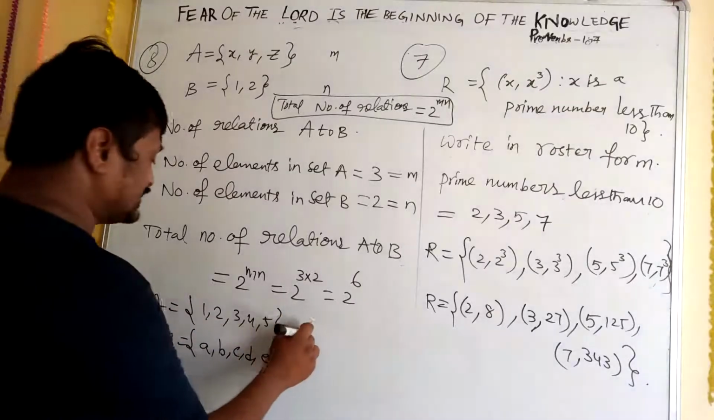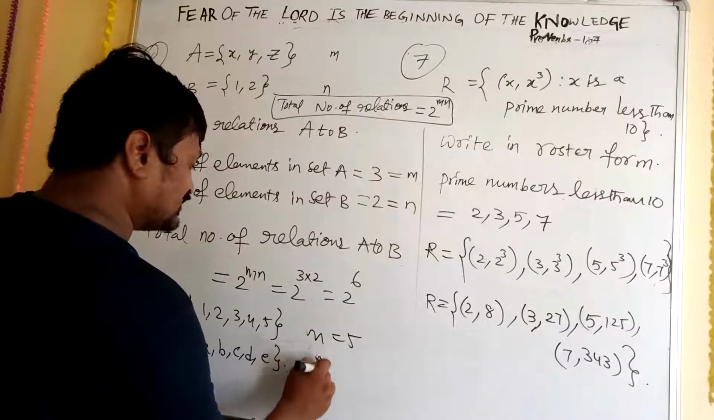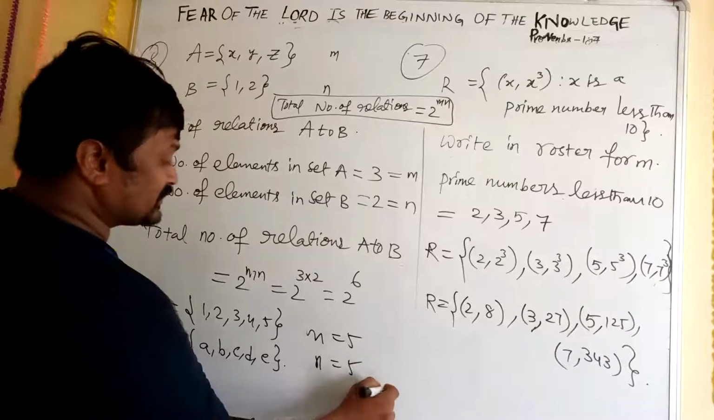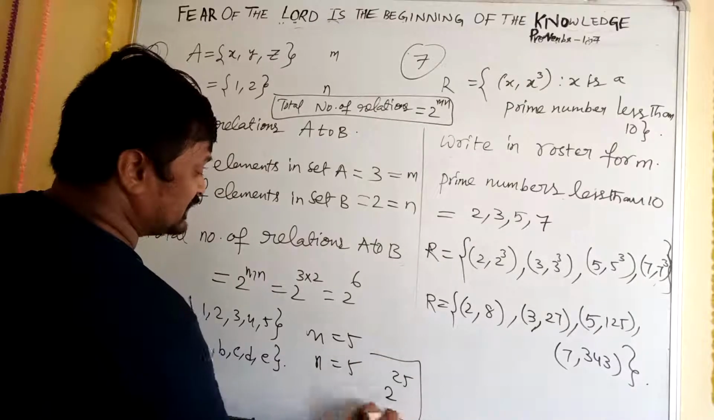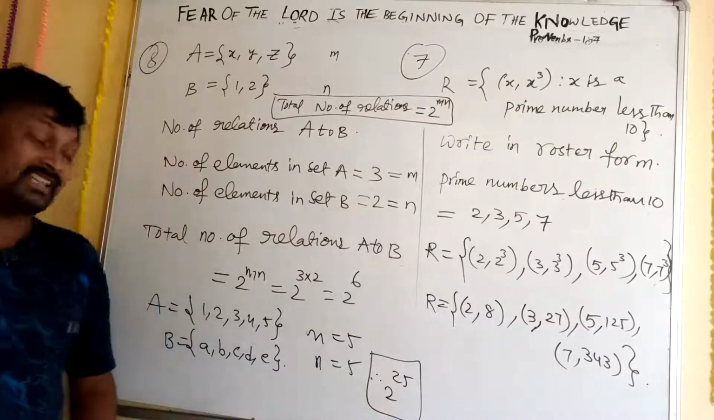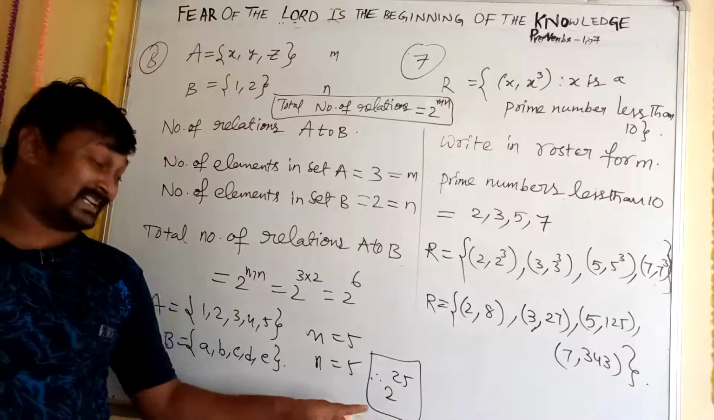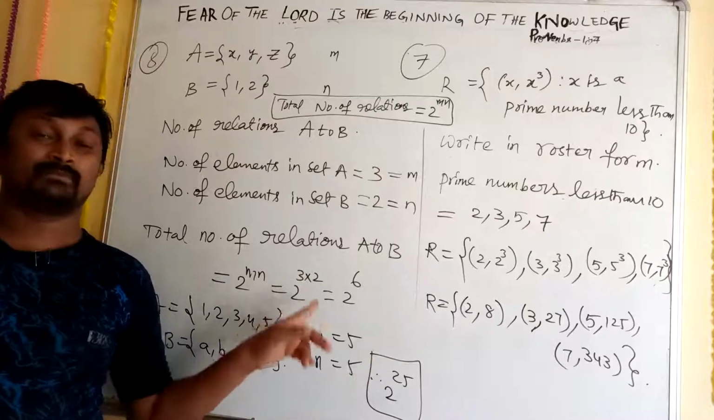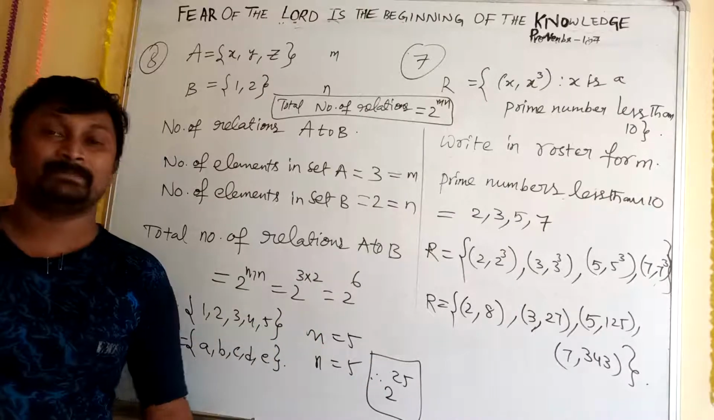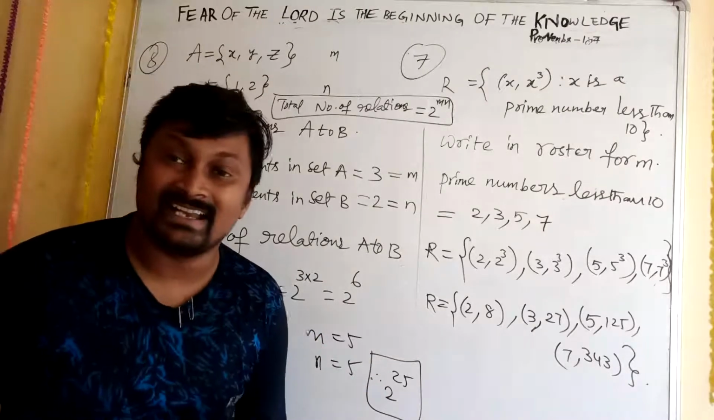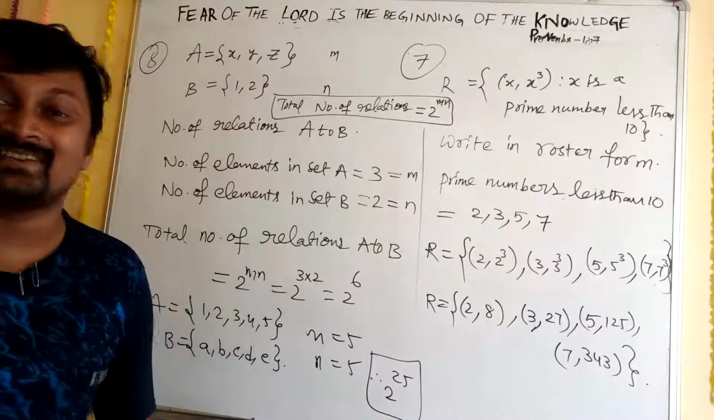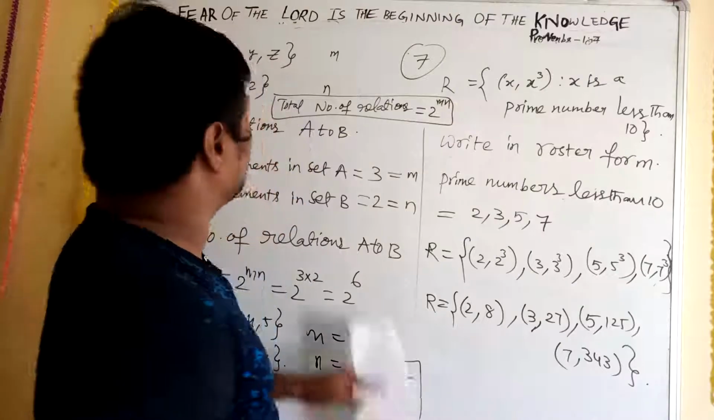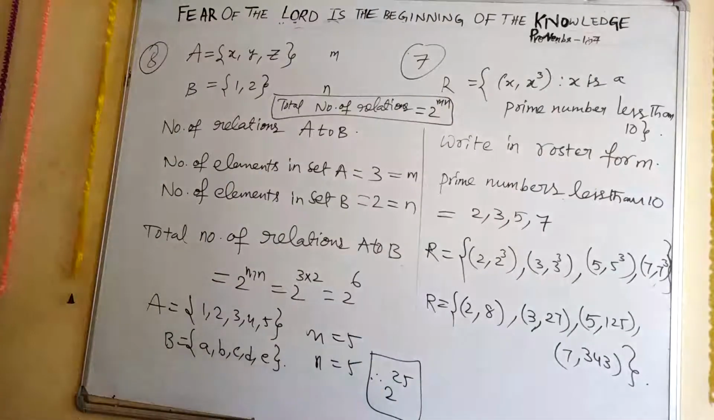So here m is equal to 5 and n is also equal to 5. So 5 into 5, 25. So 2 power 25 relations are possible between A and B, not elements. Okay? Right. Kushipal wrote 25, but it is not 25, it is 2 power 25. Okay? Right. So that is about your question number 8.